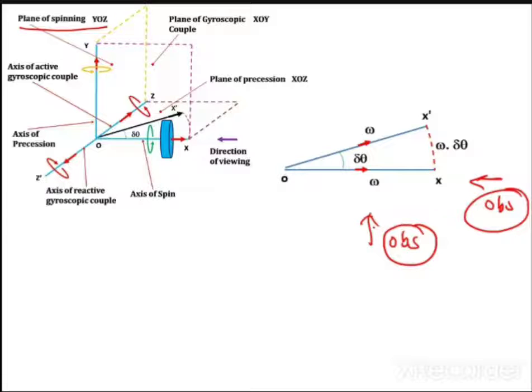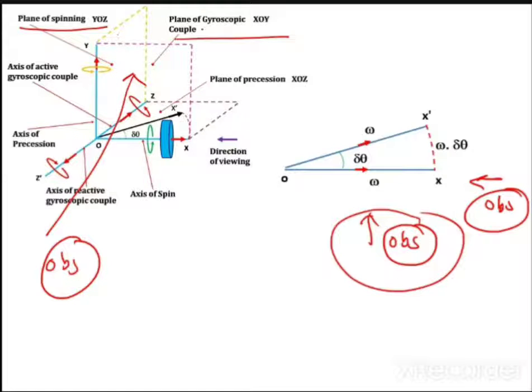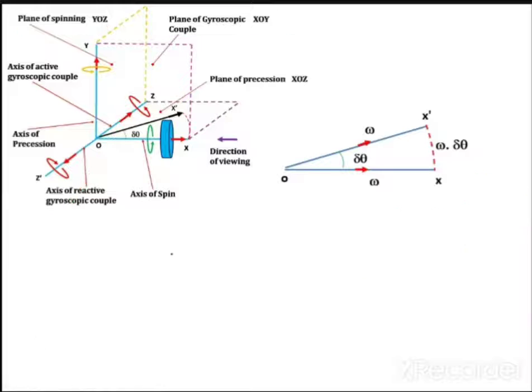So now I am shifting to this side means what? My observer is here. Now my observer is looking at the plane of the gyroscopic couple XOY. So from this position my plane of gyroscopic couple XOY is visible. Okay, now I can see what is the effect of gyroscopic couple. Now see, let us see what is the effect of gyroscopic couple. Okay, so let us say that this is the observer.